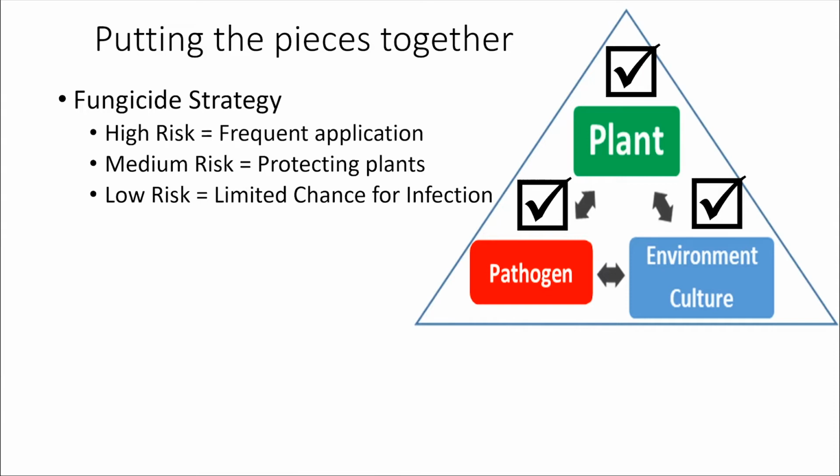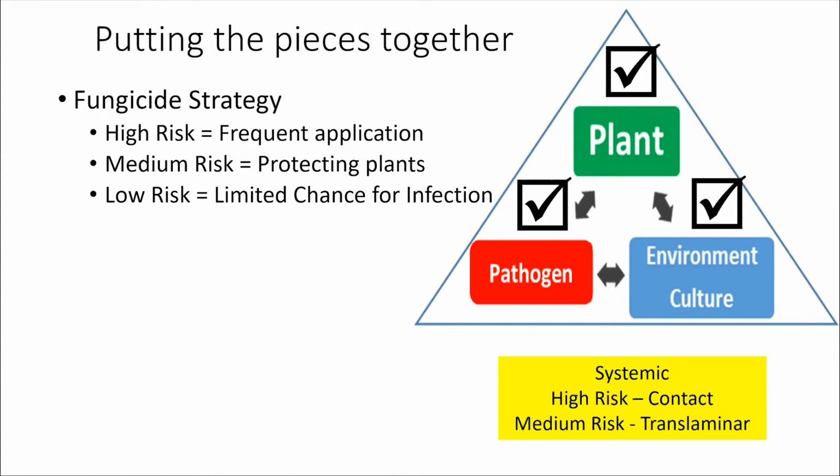If we basically eliminate the susceptible plant from the triangle, or we eliminate the environment, we grow under really low relative humidity conditions, or we have no pathogen present in the greenhouse, then we're at low risk, where we have a very limited chance for infection, and consequently, we really have a different spray strategy. So this is where the risk strategy is really important to look at when you're evaluating what should I spray, when should I spray, how often should I be spraying.